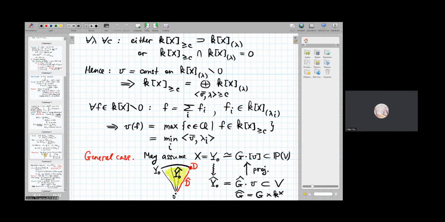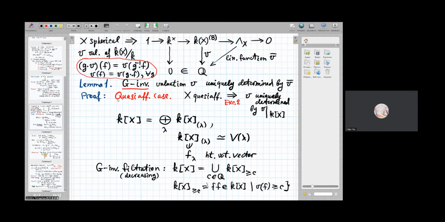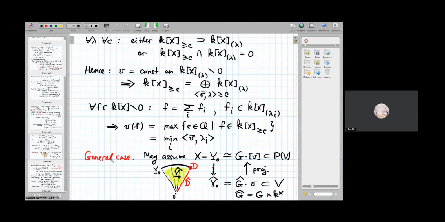So we have proved this lemma in the quasi-affine case. And we started the reduction of the general case to the quasi-affine case. What we did, we extended a given G invariant valuation on the quasi-projective spherical homogeneous variety to a G invariant valuation on the quasi-affine spherical homogeneous variety.